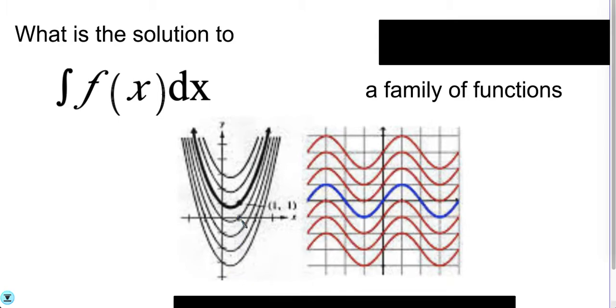So for a given x value, like let's say right here, whatever this x value is, the slope of all of these parabolas is identical at that x value. And that's what the plus c is indicating. And the same is true for these periodic functions as well.